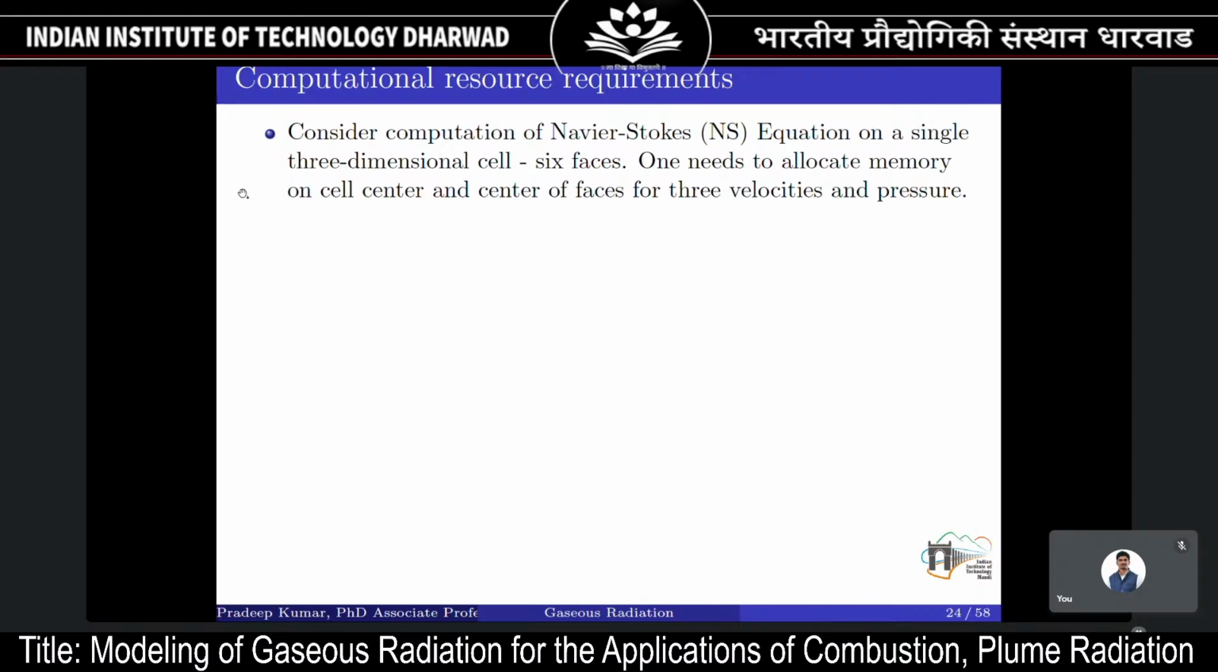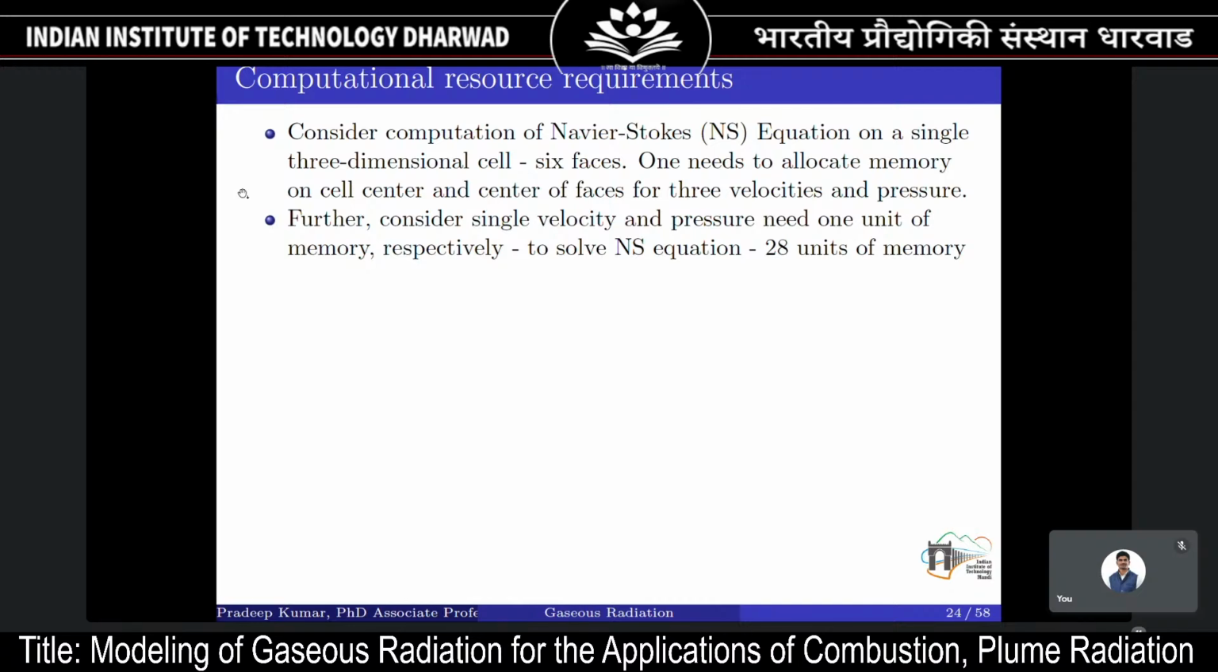Okay, so single cell, very simplified version. There are intermediate variables also, but we are not considering them because that is part of the algorithm. Memory gets allocated and freed, but this memory will remain permanent. So with this you need only 28 units of memory.